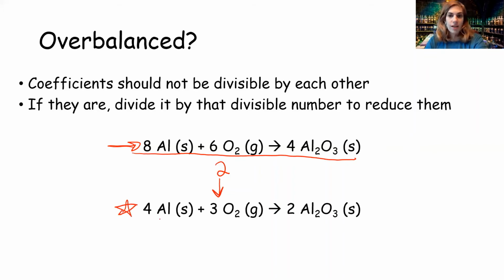I know that this is correct because they are not divisible by each other. 4 is not divisible by 3, and 3 is not divisible by 2 to get a whole number.